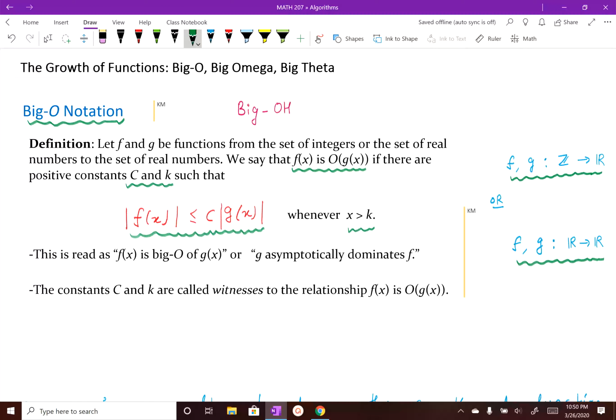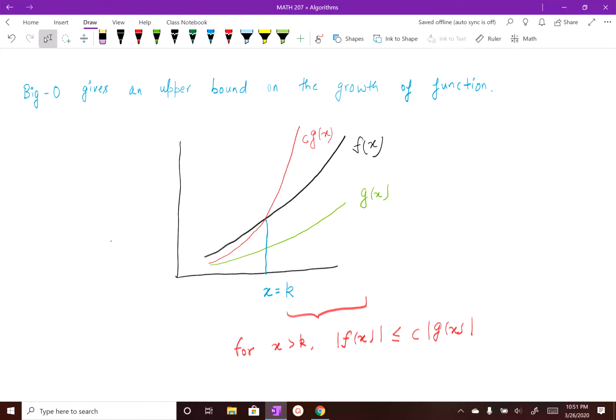If f is big O of g of x, then we can also say g asymptotically dominates the given function f. And these two positive constants c and k are called the witnesses with respect to this relationship that f of x is big O of g of x. Graphically, we also learn that big O gives an upper bound on the growth of a function.